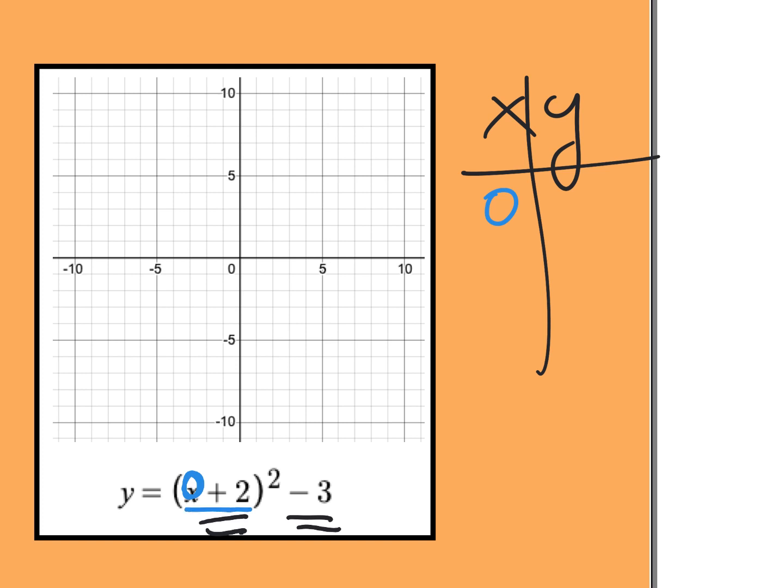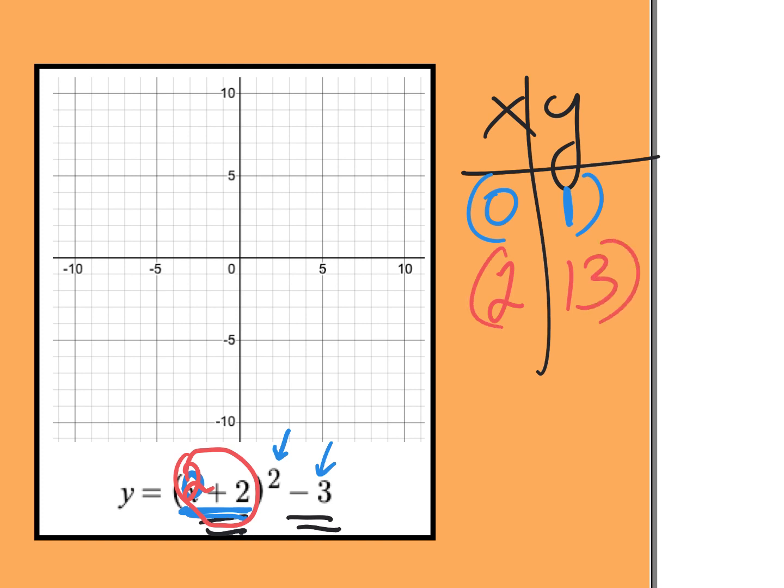0 plus 2 makes 2, squared makes 4, correct? And then what? 4 minus 3 gives you 1. Look at 0 comma 1 is one of your points. Sinekin, give me a number to stick in. 2. Okay, we stick a 2 in here, and then you get 2 plus 2 is? 4. 4 squared is? 16 minus 3? 2 comma 13 is one of your points.